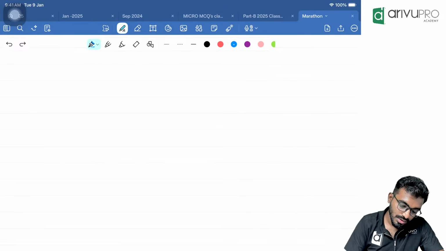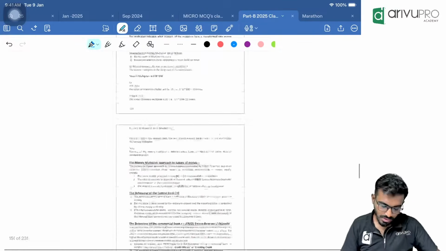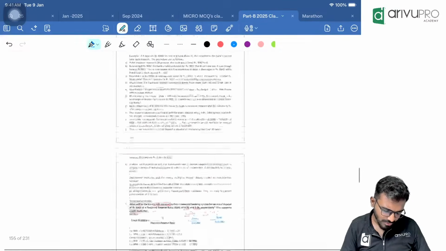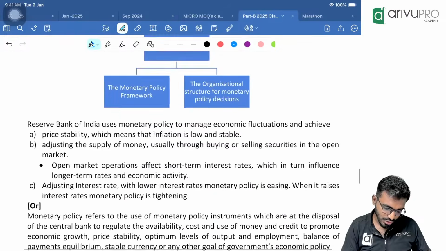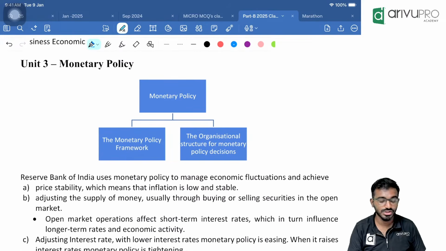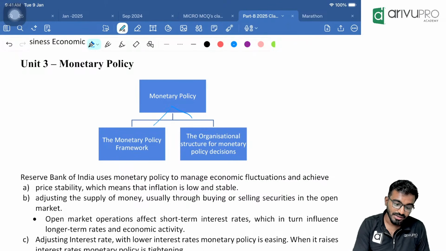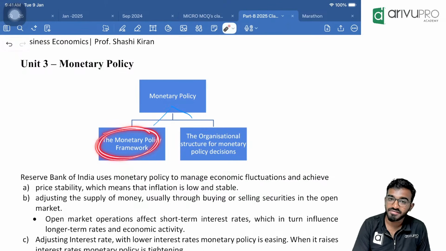Okay, let's go to the last unit. That is unit number 3, one of the smallest units. Just 2 major topics are there, but in the exam, the questions will be asked the most from these 2 major topics. Now, monetary policy is mainly classified into 2 major topics. Topic number 1 is the monetary policy framework. The second one is the organization structure for monetary policy decisions.